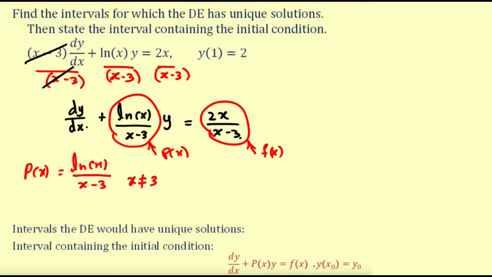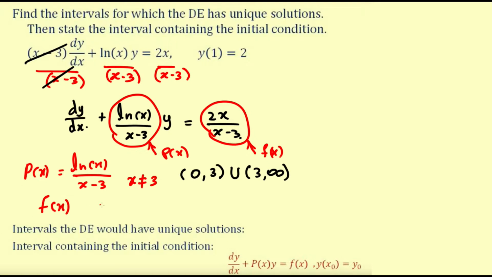So the interval where this p of x is continuous is going to be 0 to 3 in the open interval, because 3 is not included and 0 is also not included, and then 3 to infinity. Okay, and let's look at the f of x.